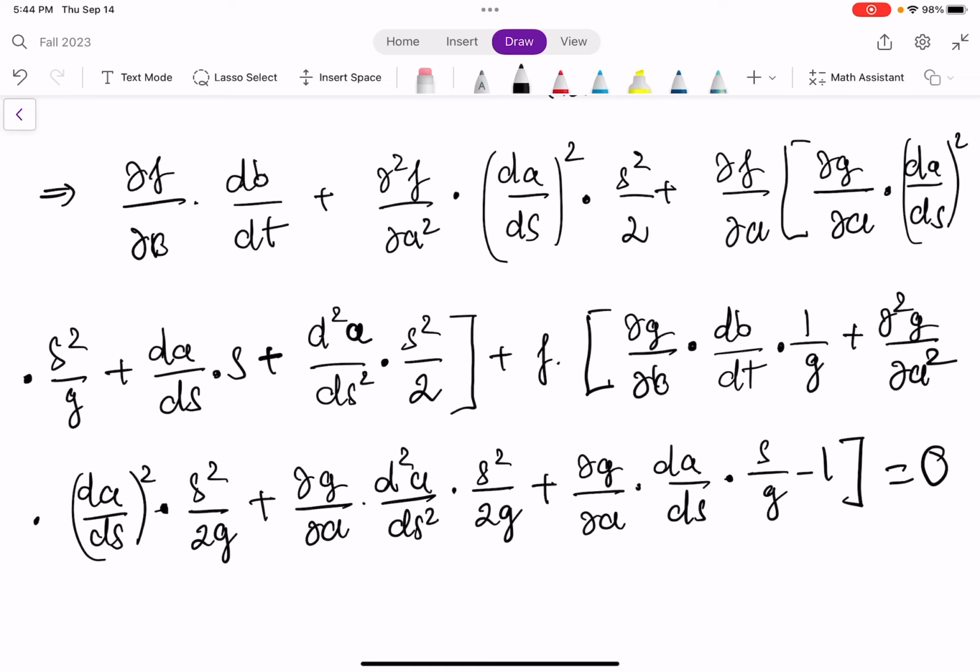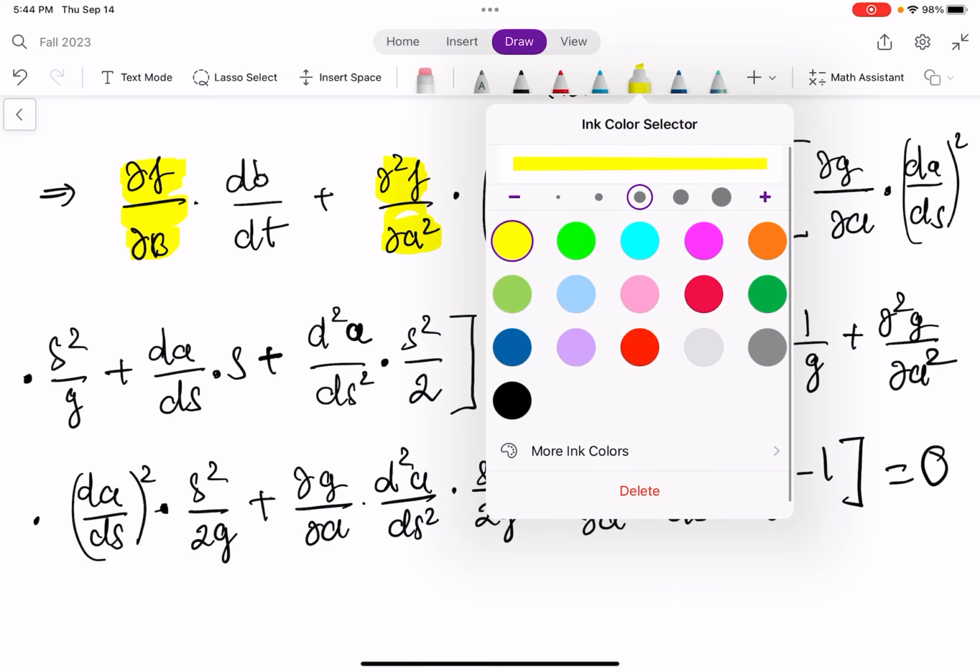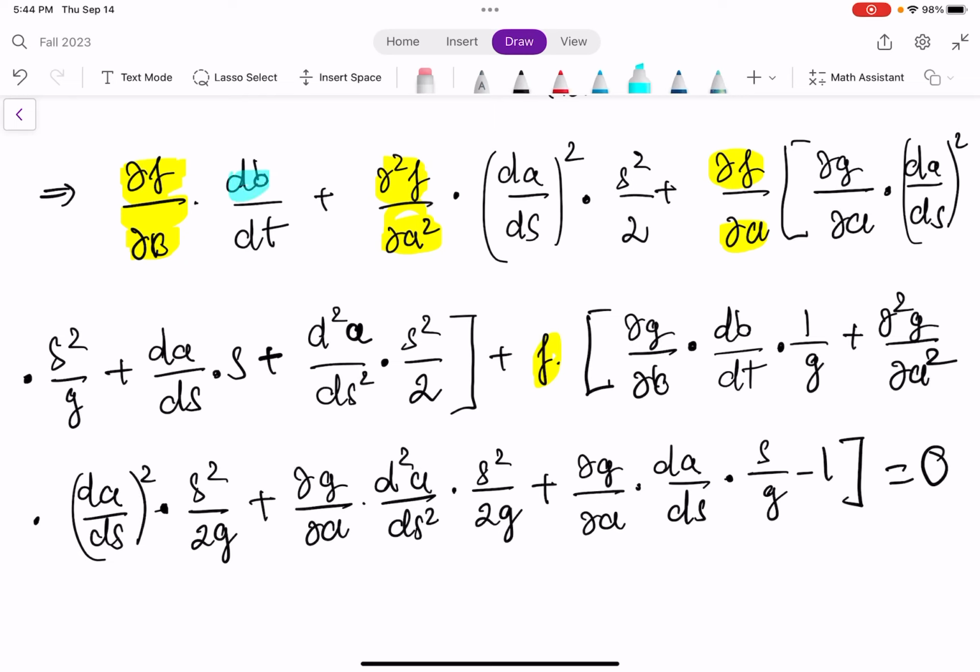Let me do some highlights so you recognize it easier. The one I highlight in yellow is the term. So this is partial f with respect to b, this is second partial f with respect to a, this is partial f with respect to a, and this is f. And what is the coefficient? Let me find blue and see if it's clear. This is the coefficient for partial f with respect to b.